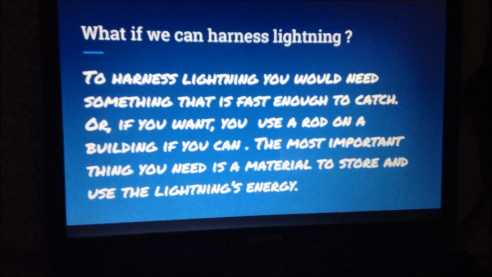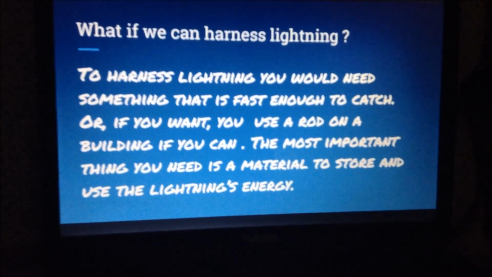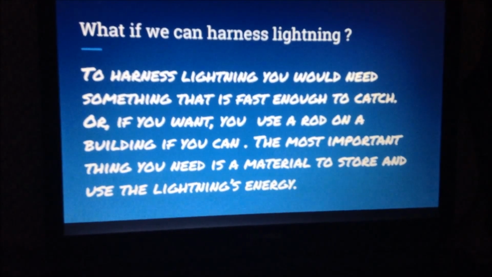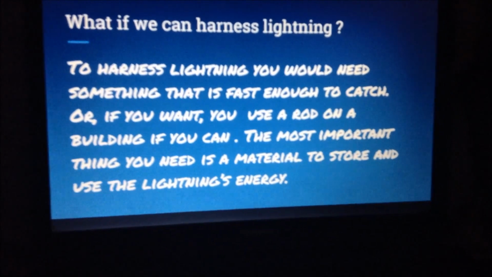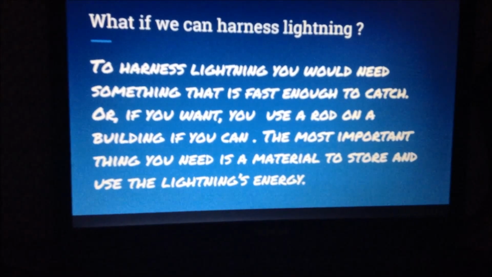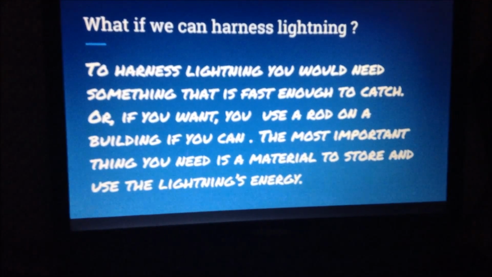What if we can harness lightning? To harness lightning, you would need something fast enough to catch it, or if you just want, you can use a rod on a building. The most important thing in harnessing lightning is to have a material that can store and use the lightning's energy.